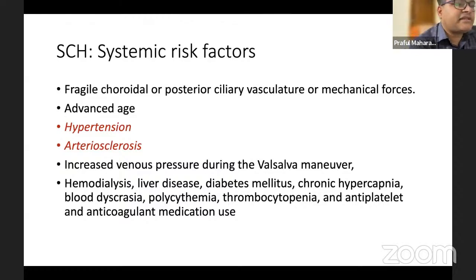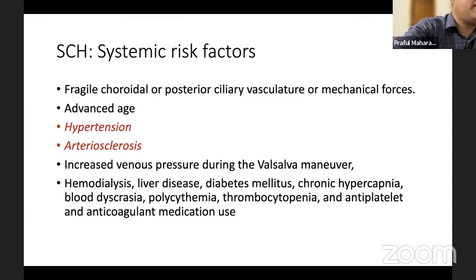Then there are other risk factors, especially those where the blood vessels are damaged or there is some hypercoagulable state, like blood coagulation disorders, hemodialysis, liver disease, thrombocytopenia, antiplatelet or anticoagulant medication, if the patient is on them. These are also risk factors for suprachoroidal hemorrhage. Why is this important?